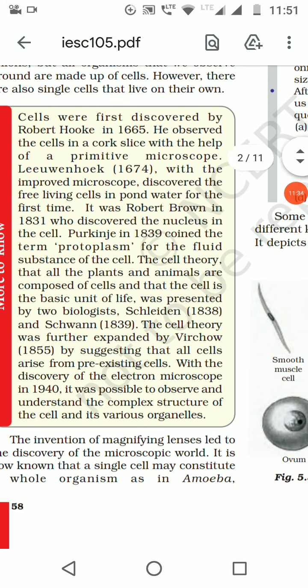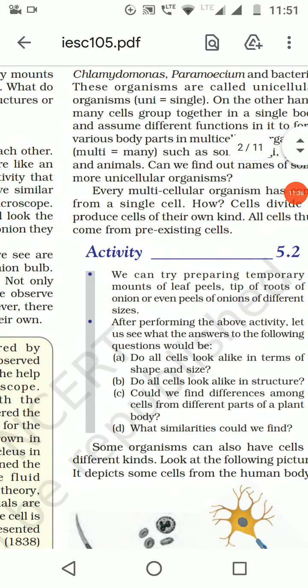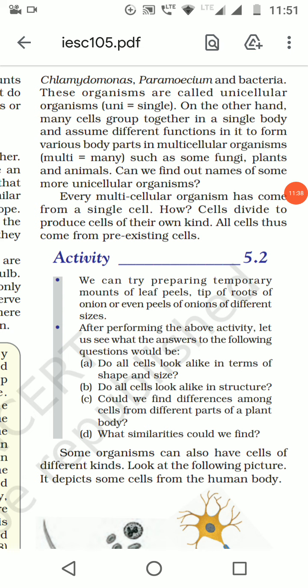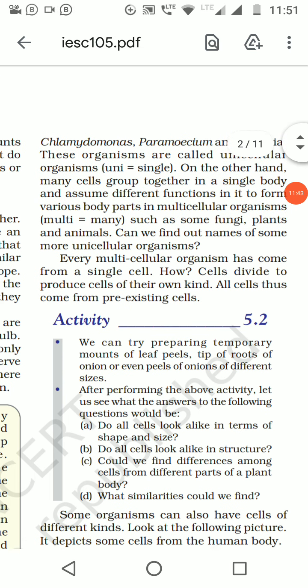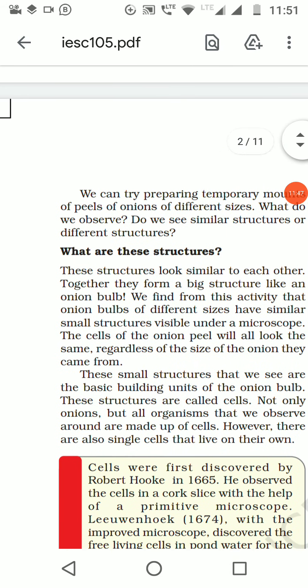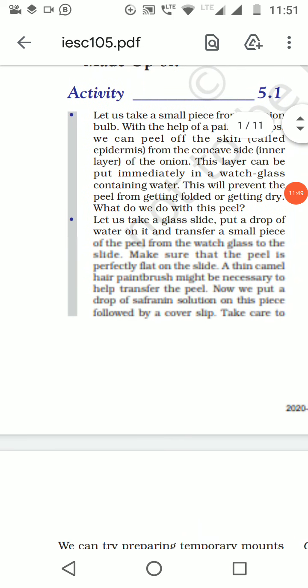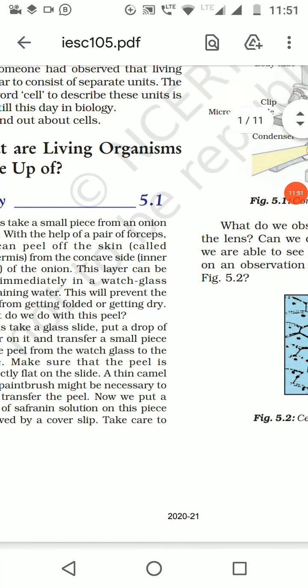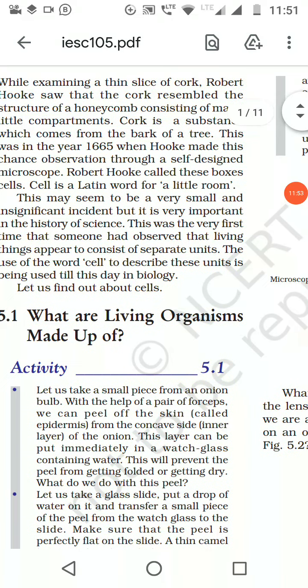Okay, so here you can view a leaf under a microscope and check it. So that's it that we will be covering in this particular video, and I will be coming up with the structure of cells in the next video.